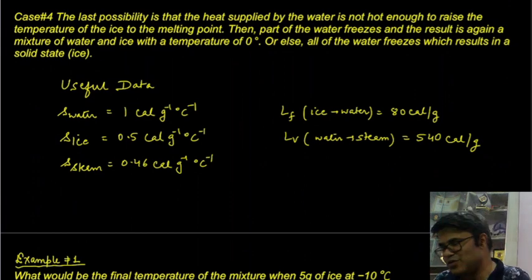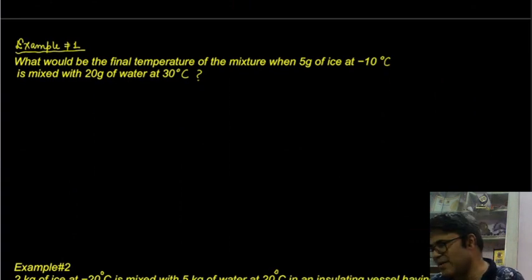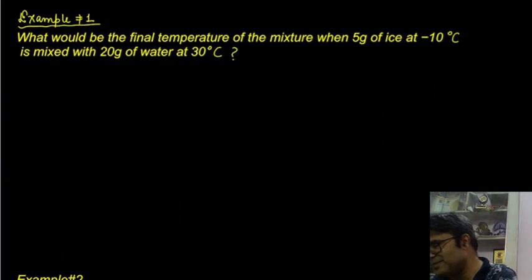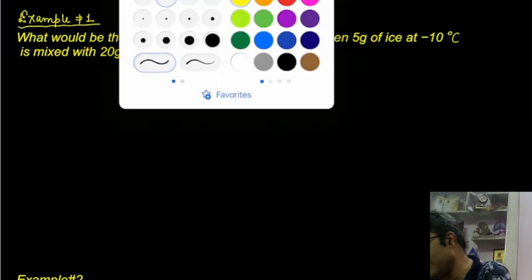Now how to attempt such a question? Let's try to understand with this first example what we are given here. Find the final temperature of the mixture when 5 gram of ice at minus 10 degrees Celsius is mixed with 20 gram of water at 30 degrees Celsius.